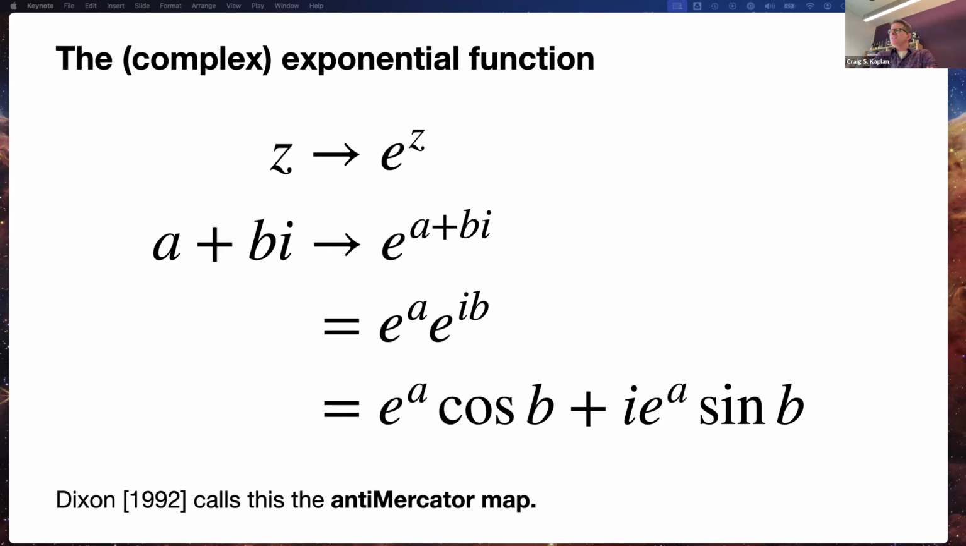I think I discovered this in a paper by Dixon in 1992 called Two Conformal Mappings, where he referred to this as the anti-Mercator map because, well, he referred to the logarithm function as the Mercator mapping. So this was the anti-Mercator mapping. It's a really lovely paper. I encourage you to look it up.